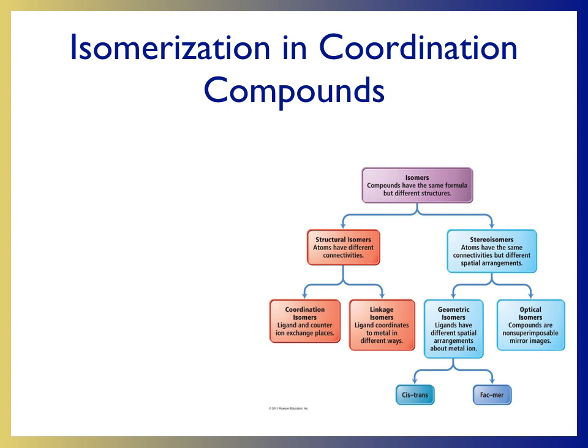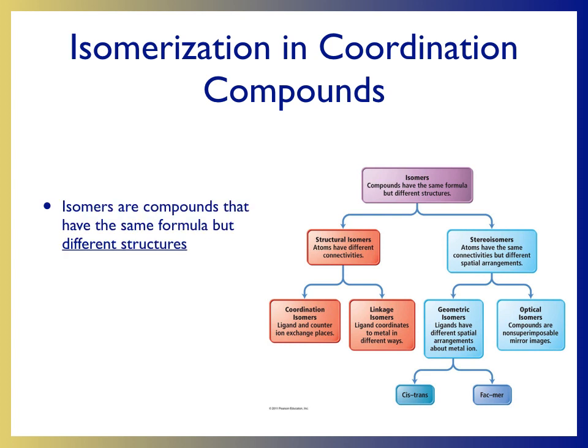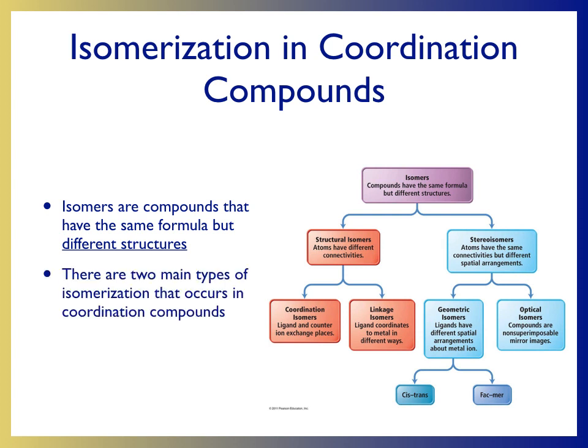Due to the variety of ways that transition metals can bond with ligands, we see a lot of examples of isomerization in coordination compounds. Isomers are molecules that have the same chemical formula, but different ways that the atoms are arranged in the molecules. There are two major types of isomers that we see in coordination compounds: structural isomers and stereoisomers. In the rest of this lecture, we'll talk mostly about structural isomers.